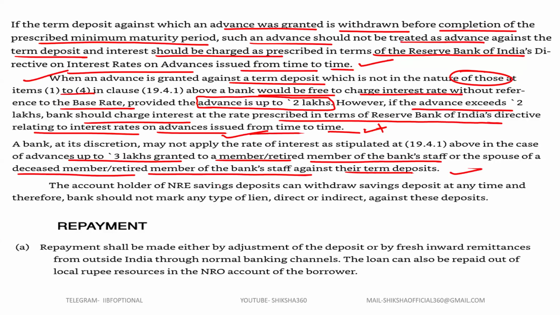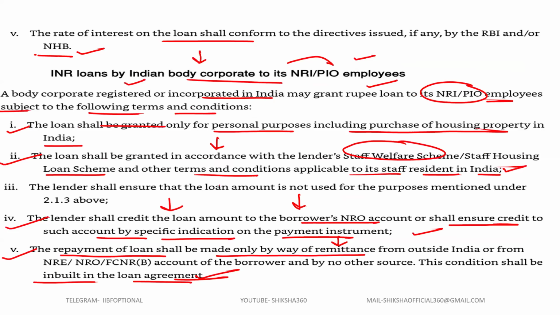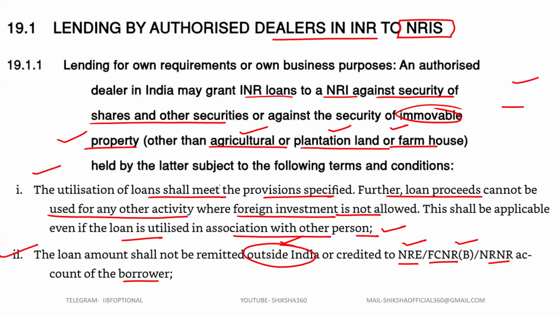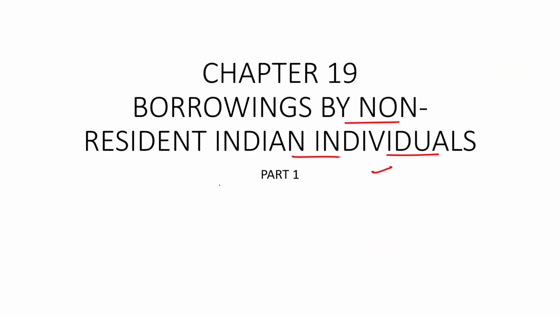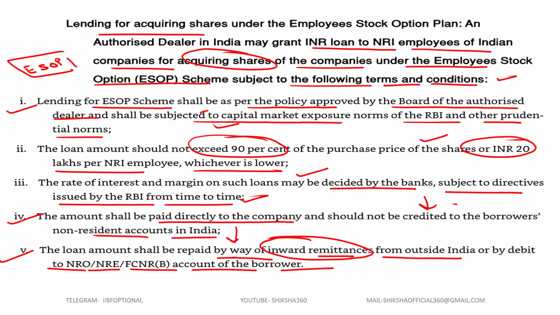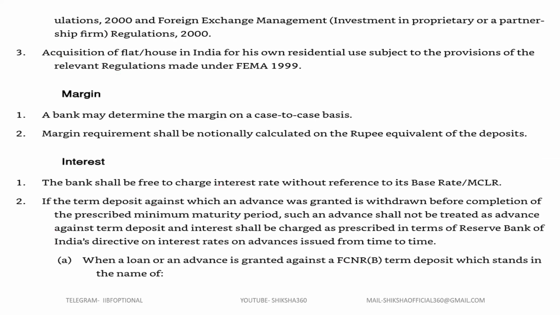The account holder of the NRO saving deposits can withdraw the saving deposit at any time, and therefore the bank should not mark any type of lien, direct or indirect, against such deposits. Clear? So these are the basic points regarding the advances to the NRIs, by the Indian individuals or by the Indian institutions.